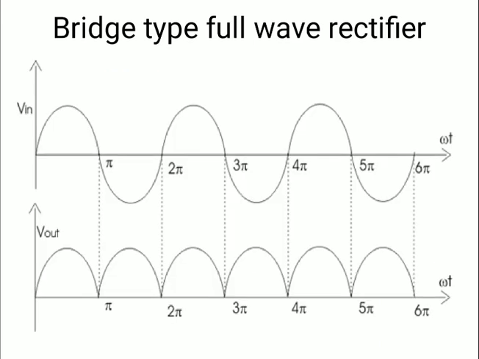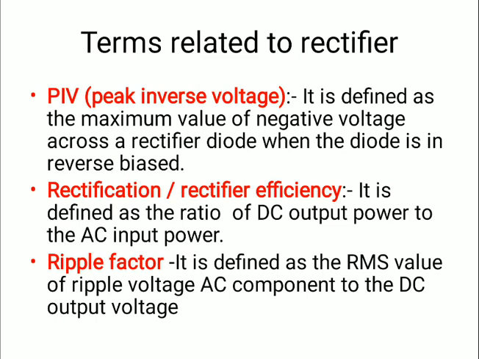You can see this is the output. It is exactly the same as the center tap, because they are both full wave rectifiers, so the output will be exactly the same. These are the types of rectifier, their working, and the output waveform they generate. Let us see a few important terms related to our rectifier. First one is PIV, that is peak inverse voltage.